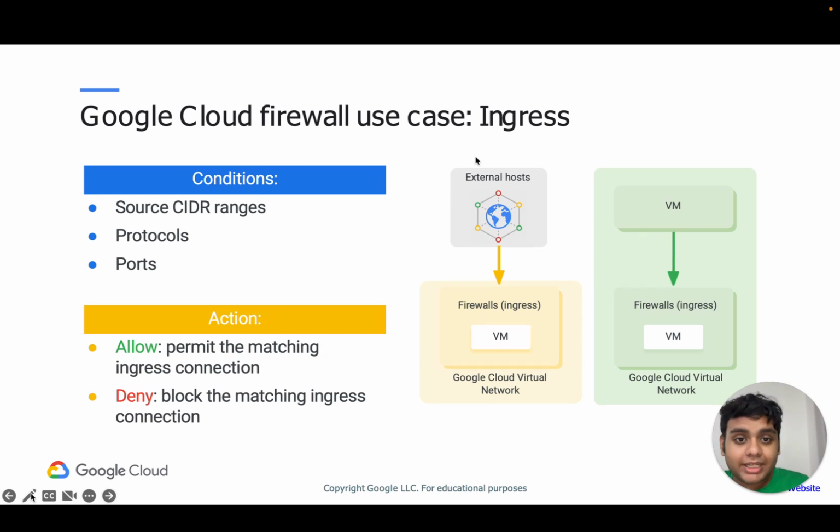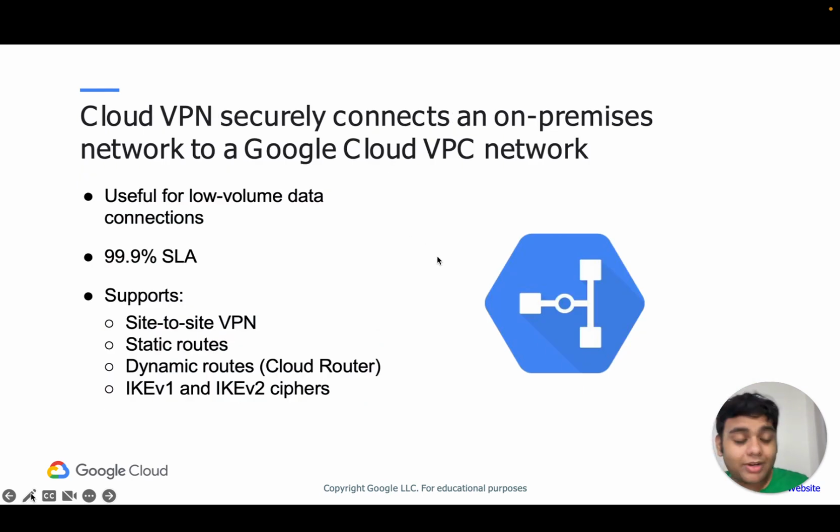Now we come to ingress. Ingress is actually the incoming connections. So for ingress connections, the source CIDR ranges, again that is a condition, the protocols and the ports, and it will permit the matching ingress connection and will deny the matching ingress connection. So again we define that, so it will deny and permit according to the conditions that we put in. We'll also have a lab on that, so you'll understand it better.